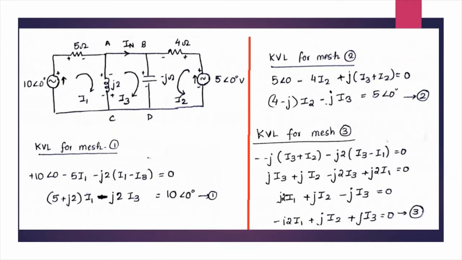So we can write KVL equations for all the three meshes. We are considering clockwise current in the first two meshes, and for the last mesh it is okay that you can consider clockwise also, but since in the question it is given positive on top and negative at the bottom, and the current flows from the positive side, we are going to consider the anti-clockwise direction. So we are going to write the three equations.